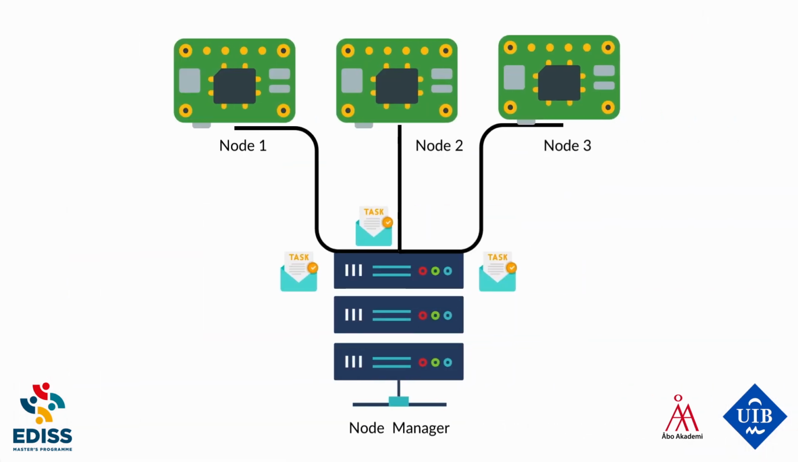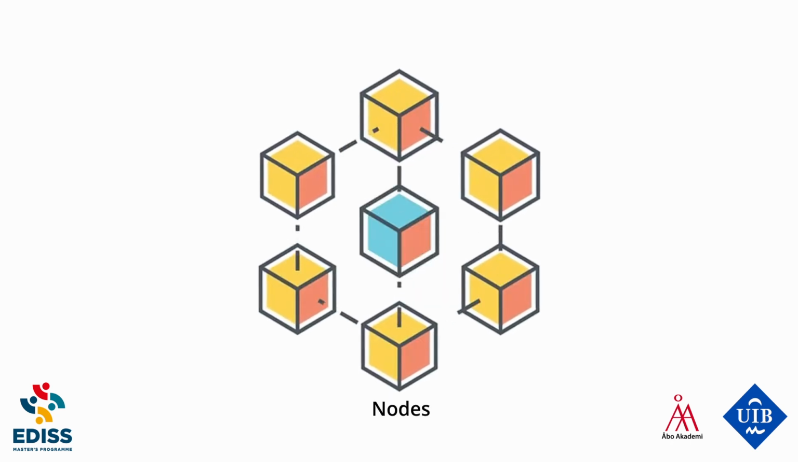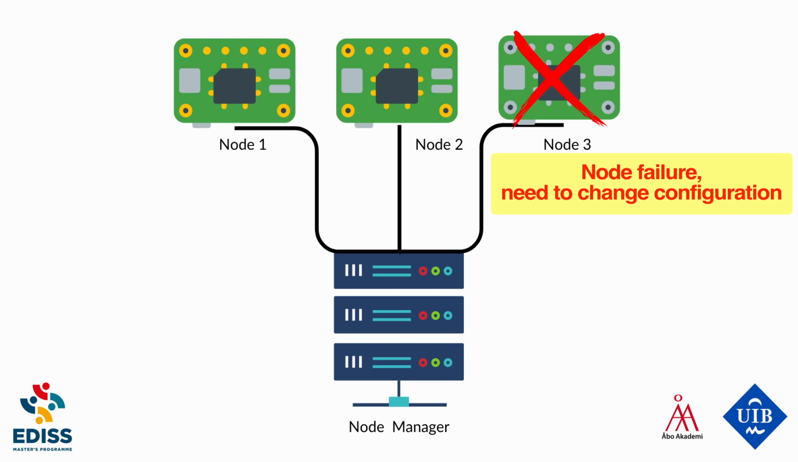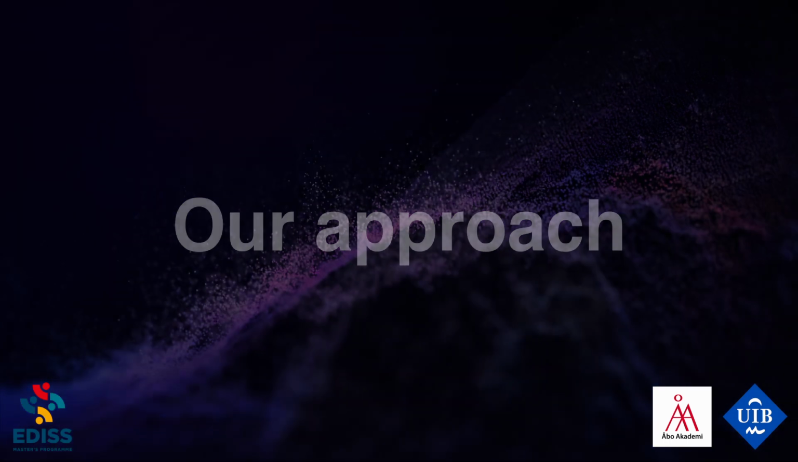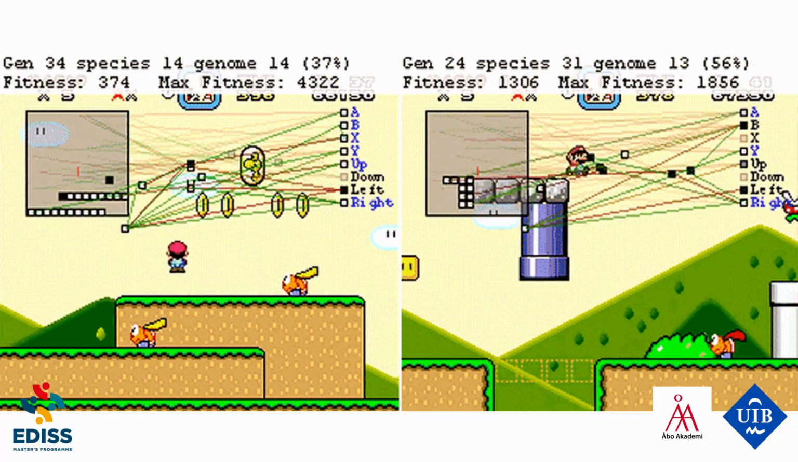A distributed embedded system is a set of nodes which consist of tasks that cooperate to achieve a common goal. But to adapt to a changing environment, the system needs to be able to change its own configuration. To achieve this, we use reinforcement learning.